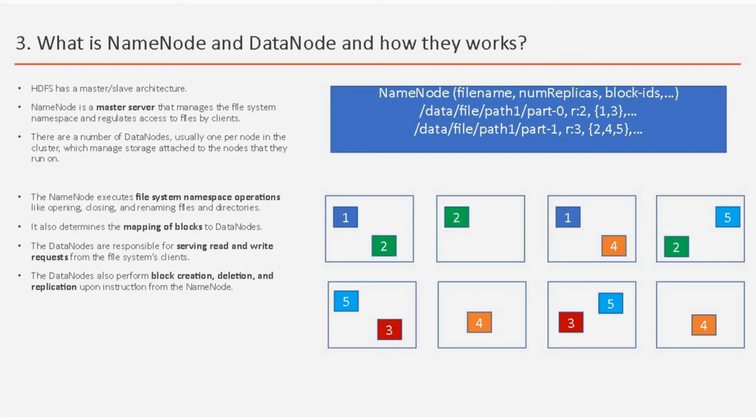On the slave side there are a number of DataNodes, usually one per node in the cluster, which manage the storage attached to the node that they run on. The NameNode executes file system namespace operations like opening, closing, and renaming files and directories. It also determines the mapping of blocks to the DataNodes.